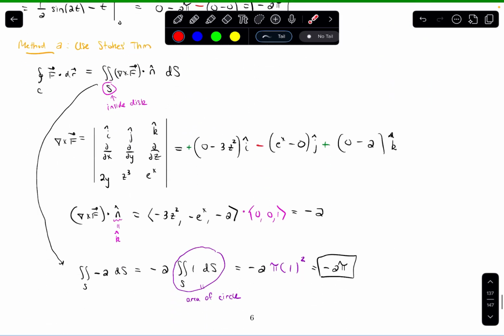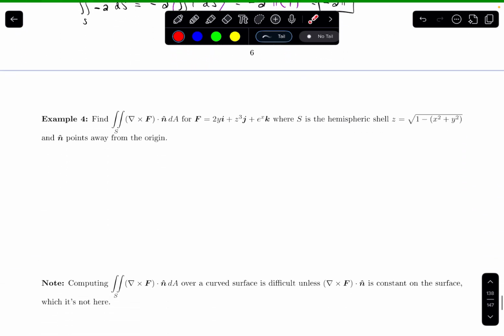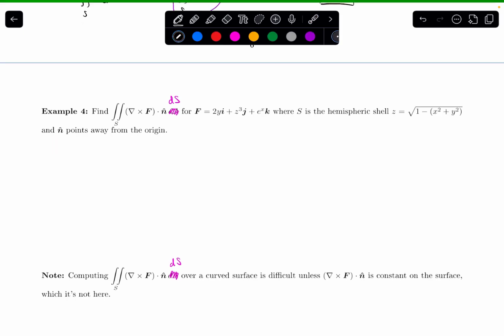Okay, let's do another example. So now let's say I want to evaluate this surface integral of the curl of F dotted with the unit normal vector. And one typo, this should say dS because it's a surface integral. In fact, even down here it should say dS. Same vector field as the last problem, but now I'm changing the surface. The surface is now the hemispheric shell given by this equation, and my unit normal vector points away from the origin. Okay, so let's draw a picture first.